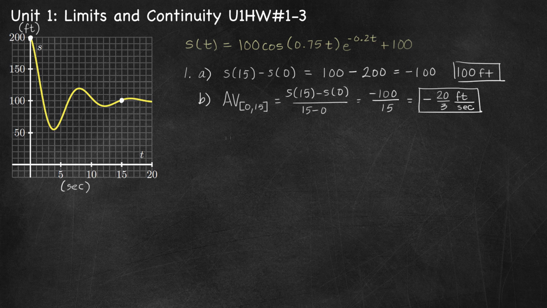Next, we want to find the average velocity on the time interval from 0 to 2. So again, that's change in position, s of 2 minus s of 0 over the change in time, 2 minus 0. S of 2, if I use the graph, is 100. S of 0 we know is 200 over the change in time. So that simplifies to negative 50 feet per second.